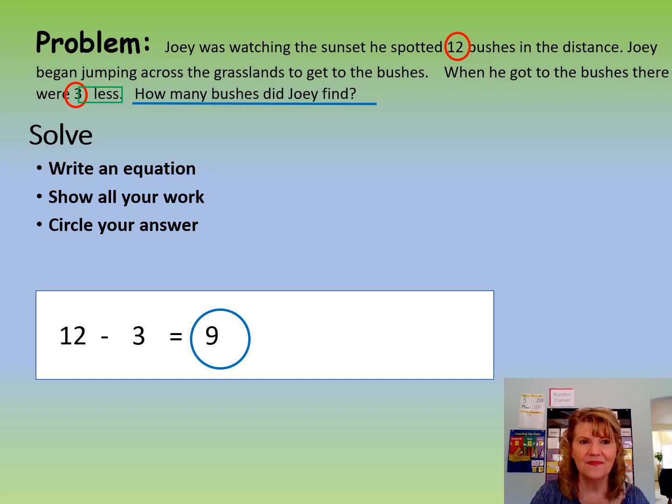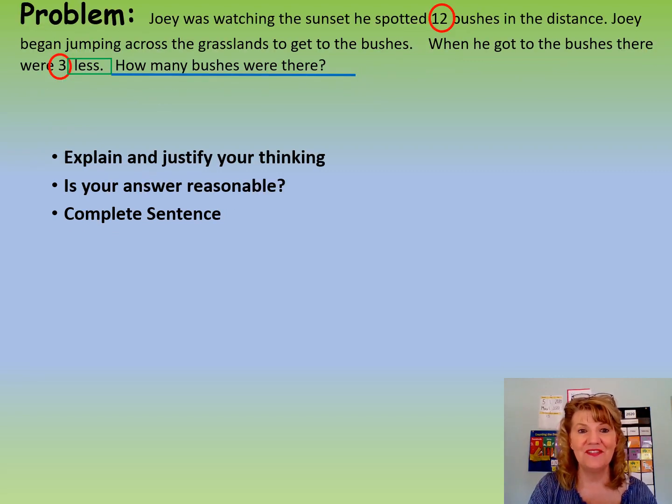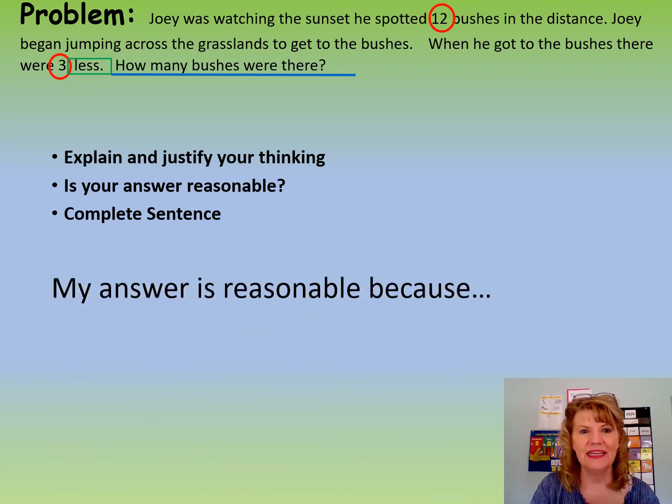Circle our problem. Explain and justify your thinking. Is your answer reasonable? Write it in a complete sentence. A good way to start your sentence off could be, my answer is reasonable because. I would like you to turn and tell your partner why our answer is reasonable. Why you think the answer we got for our story problem, 12 minus 3, is reasonable.